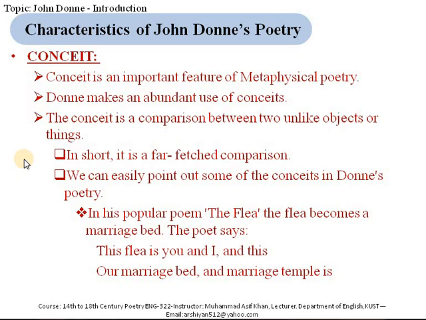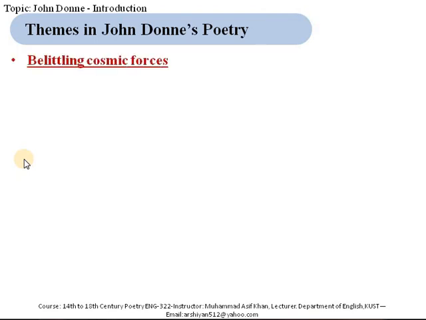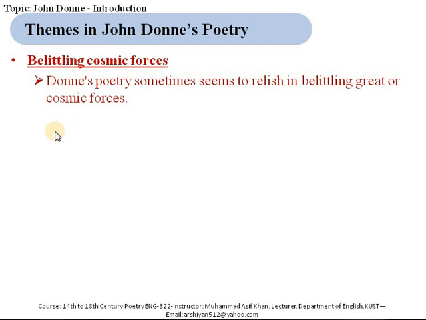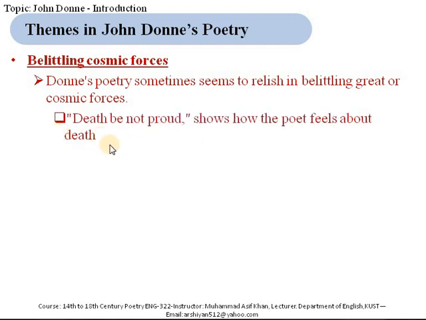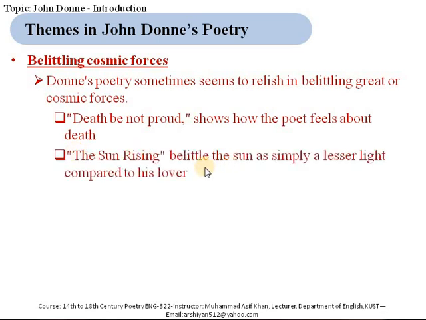So the themes in John Donne's poetry are also very unconventional. We see belittling of the cosmic forces in the poem which we will study in the course, that is Death Be Not Proud. This very sonnet shows how the poet feels about death. It is to be neither loathed nor feared, as it is simply the gateway to another life. To him it is a gateway. So this is the belittling of the cosmic forces. We also see that in The Sun Rising, he belittles the sun as simply a lesser light compared to his lover, and their love is portrayed as more important than the whole world.